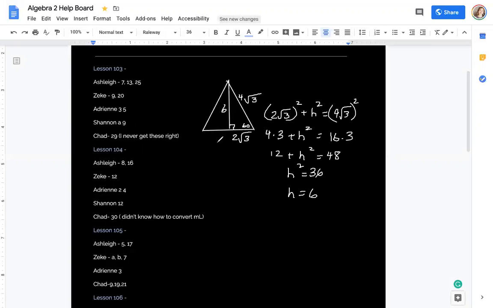So to find the area of the triangle, the base is 4 root 3. So it's 4 root 3 times 6 divided by 2, which is 24 root 3 divided by 2, which is going to be 12 root 3. And it's going to be centimeters squared. Alrighty, so that's that one. Let's see, that was 8, right? So let's go to 12.